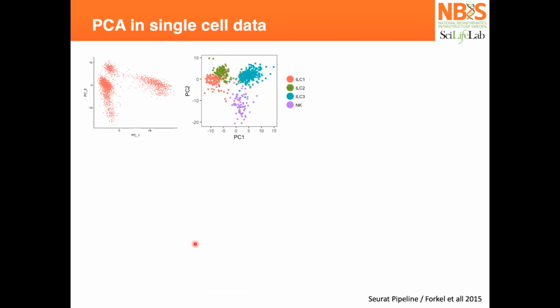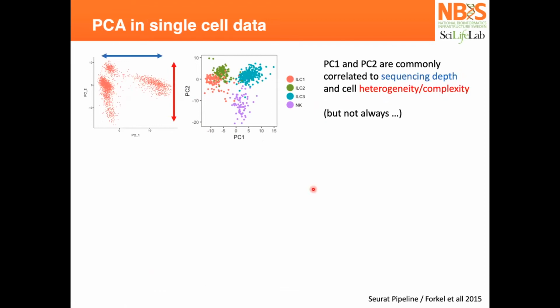In single cell data, you will see that there are only a few data sets that can be visualized using principal components, especially if they are not of super high complexity. So in here, you have two different data sets. Here you can see the different cell types. In this one, I haven't colored the cell types, but you cannot usually see. But it's important to know that principal components are usually correlated to the sequencing depth and the heterogeneity of your cells. Not always, for example, in this case, because the cells are very similar to each other.